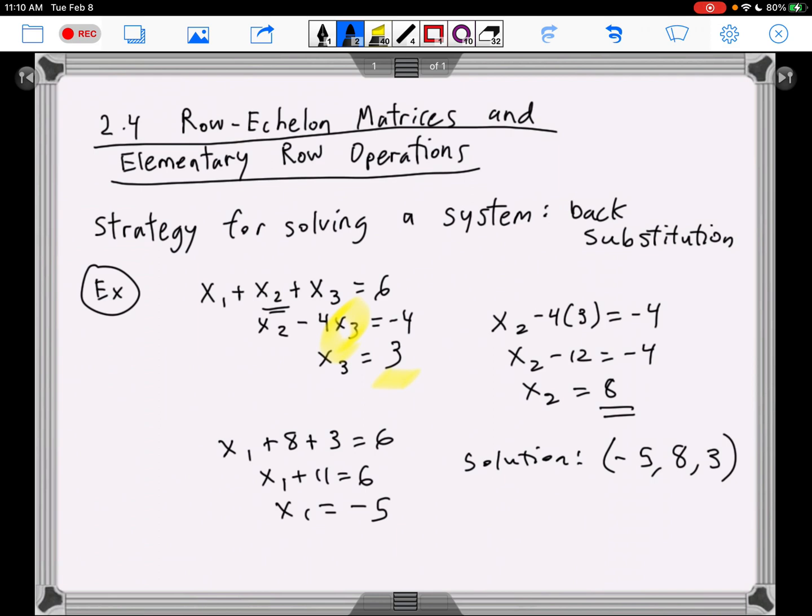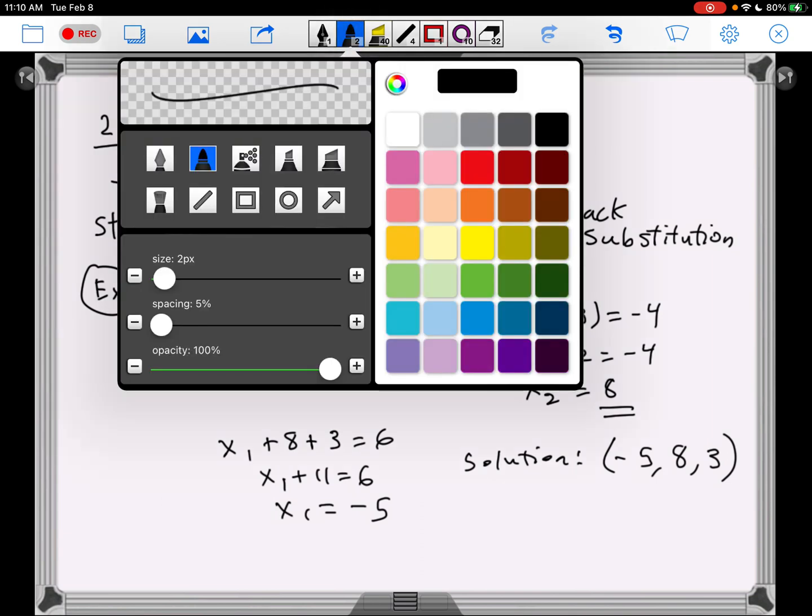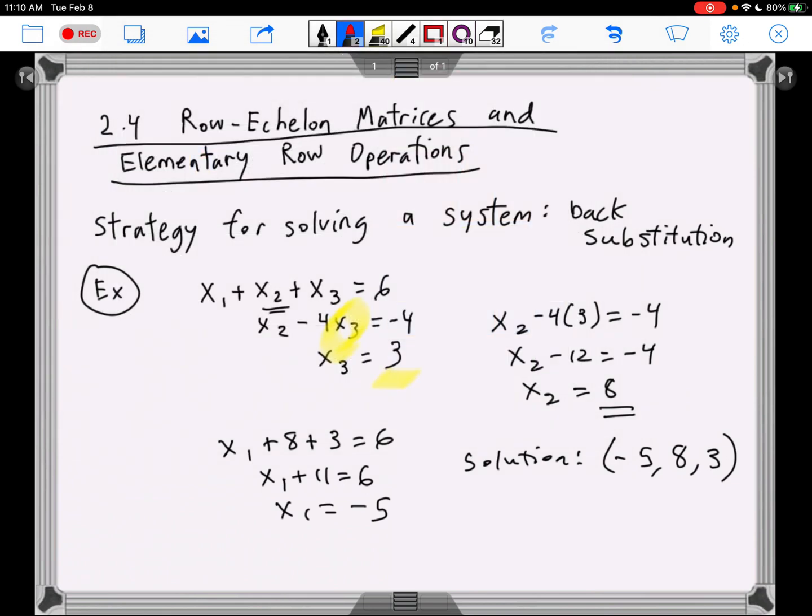Now, looking at this system, of course, you may be wondering, well, what do I do if the system doesn't look all nice like this, right? Obviously, there's usually more work to do. So we'll get to that in a moment, but I want to show you exactly what the augmented system looks like here. We have a 1, a 1, a 1, and a 6. Then we have a 0, a 1, and a negative 4, and a negative 4. And then we have a 0, a 0, a 1, and a 3, right?